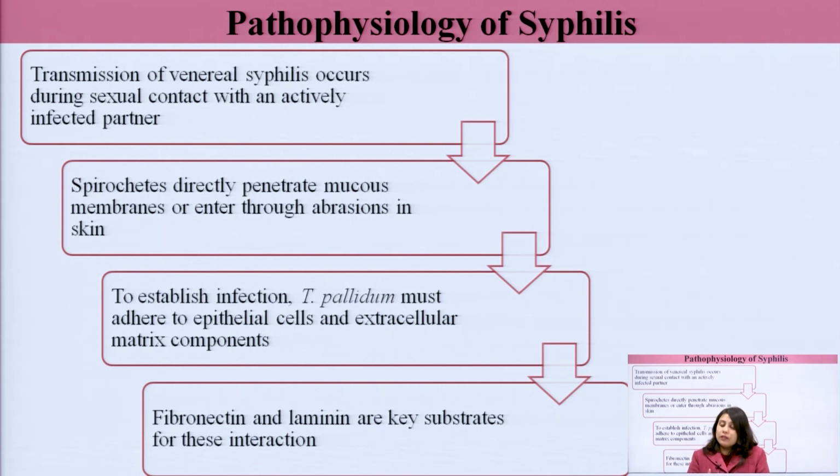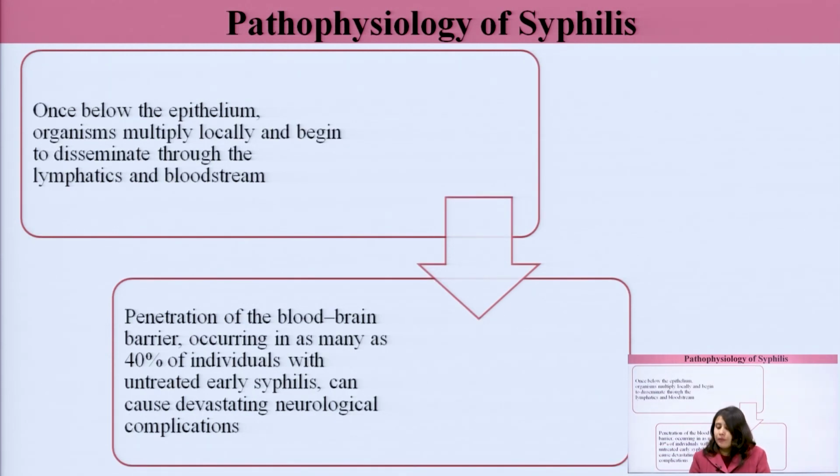During sexual activity, spirochetes can directly penetrate the mucous membranes or enter through abrasions in the skin. To establish infection, Treponema pallidum must adhere to epithelial cells and extracellular matrix components. So the first step, after it enters an uninfected person's body, is to adhere to the epithelial cells and the extracellular matrix components. Fibronectin and laminin are key substrates for this interaction. Once they have entered below the epithelium, the organisms multiply. Treponema pallidum multiplies locally and begins to disseminate through the lymphatics and bloodstream.